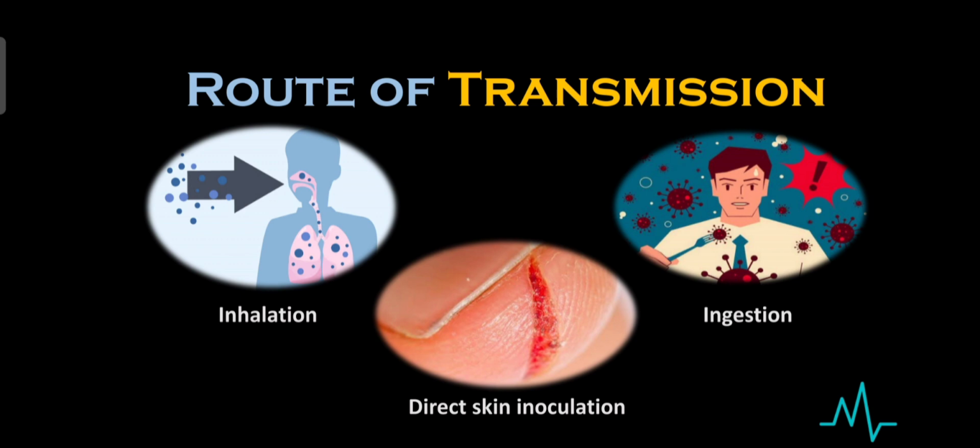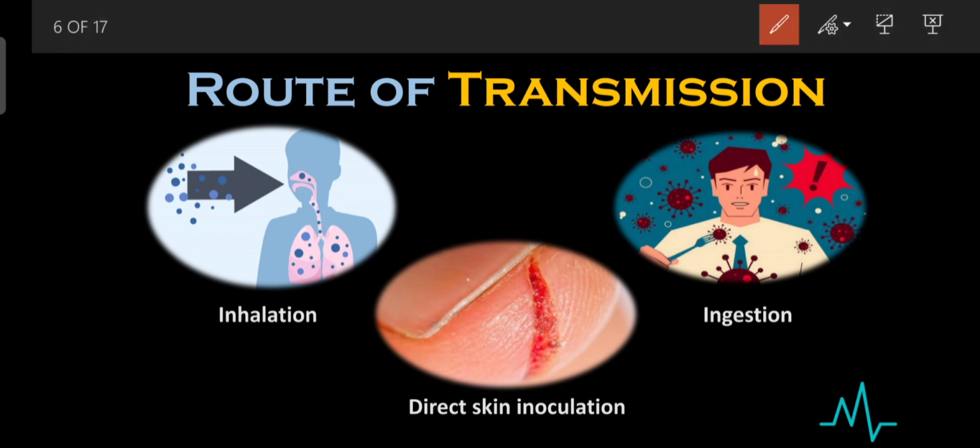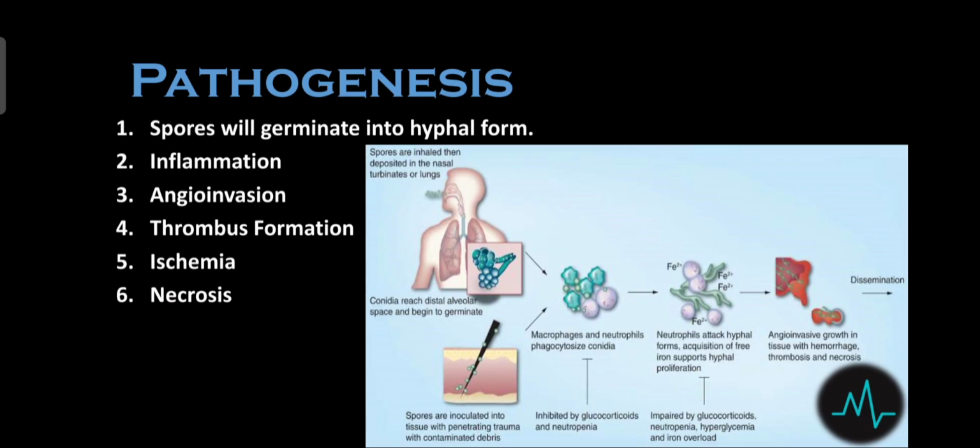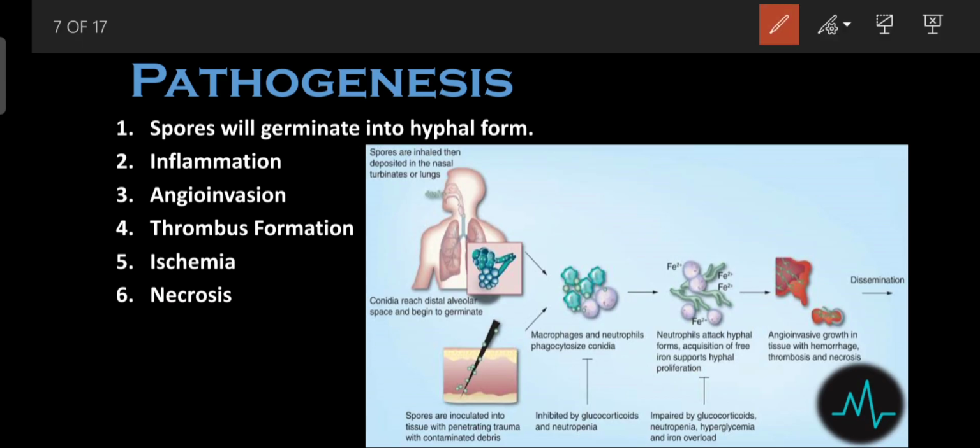So there are three transmission routes: inhalation, ingestion, and direct skin inoculation. In inhalation, the patient inhales the spore form of this fungi, right? So these are the routes of transmission. Moving forward, let's see the pathogenesis, right?